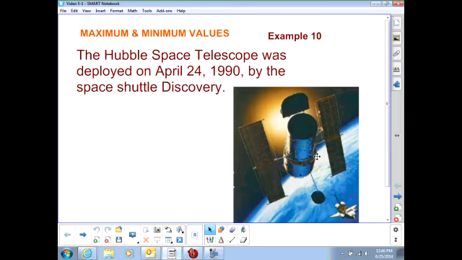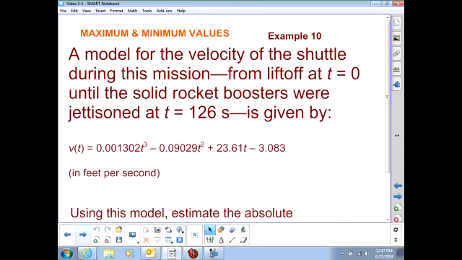So we're going to look at one problem on this video, and it's going to deal with the Hubble telescope, which was deployed in April of 1990 by the Space Shuttle Discovery. Now, the Shuttle Discovery, its velocity could be modeled by the velocity equation that we have here.